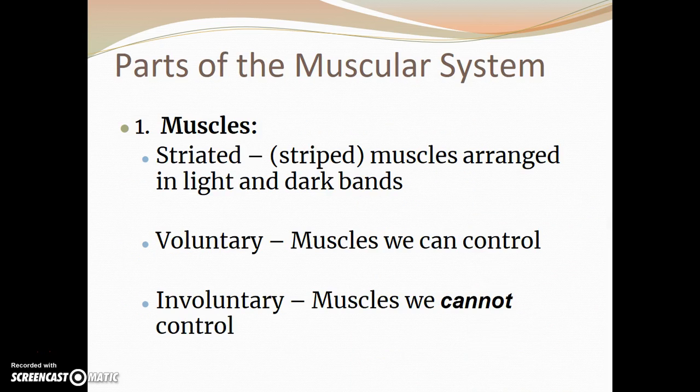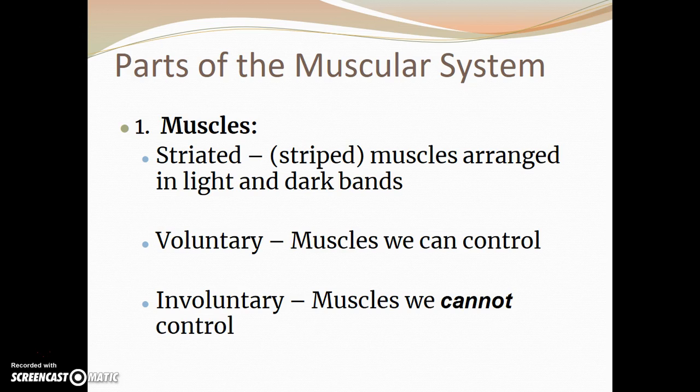What are the different parts of the muscular system? Well, first of all, and most obvious, the muscles. Muscles are divided into different categories. Some words that you should know and how they relate to muscles. First, striated. Striated means striped. Some muscles are arranged so that the fibers make light and dark bands, and they look like stripes.